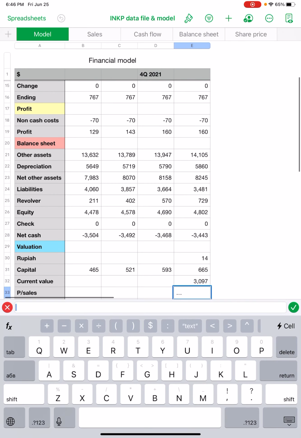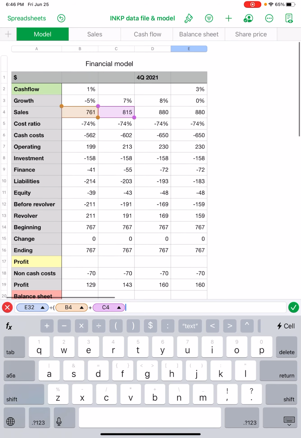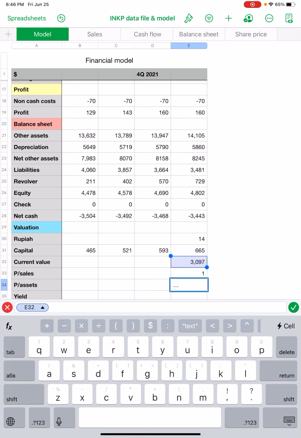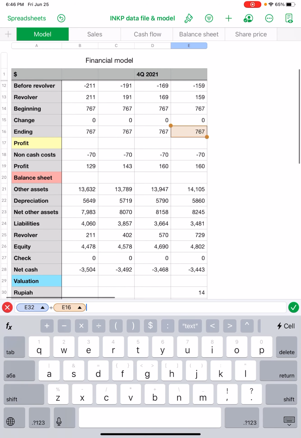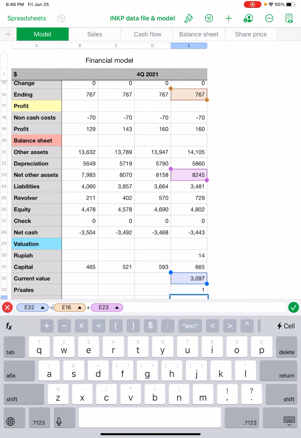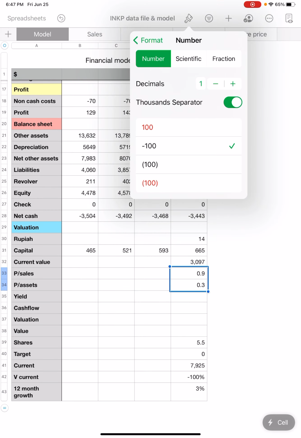So let's put in a couple of quick valuations. Price to sales divided by the total sales that we're forecasting. And let's look at the assets divided by the cash and the net other assets. Whoops, nothing's wrong there. Let's put in brackets. And you're going to see this is pretty cheap. Yeah, only 0.3 times the assets. So imagine the yield is going to be high.